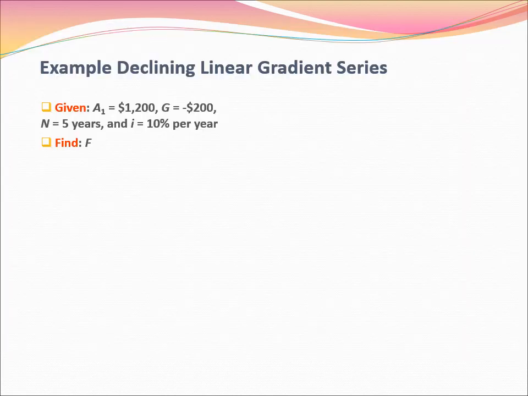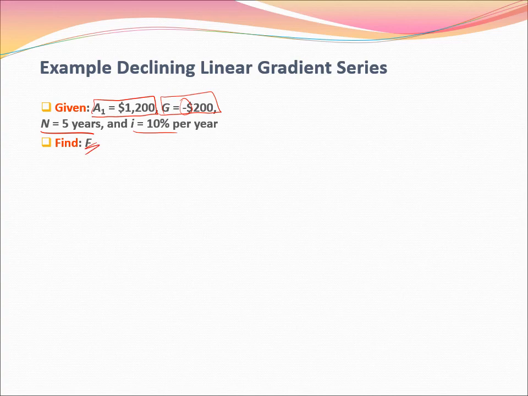Okay, let's solve another example. In this case the cash flows do not increase, but they decrease from one period to another. It says that the initial payment at the end of year 1 is $1,200, and this negative indicates that the amount of payment will decrease at each period by an amount of $200, and the number of periods is 5 years and the interest rate is 10%. Let's find the future value of this one.